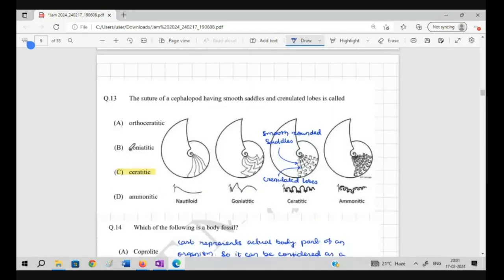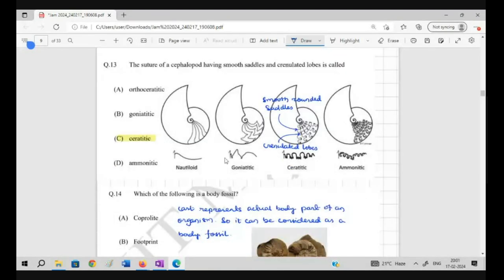Now let's see the next one. The suture of a cephalopod having smooth saddles and granulated lobes is called the first type of suture. Okay, so let me draw it. You can see it. They are asking smooth saddles and granulated lobes.